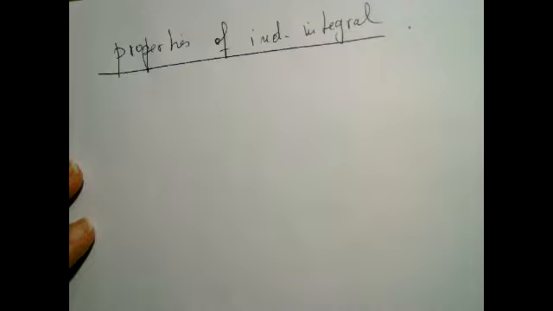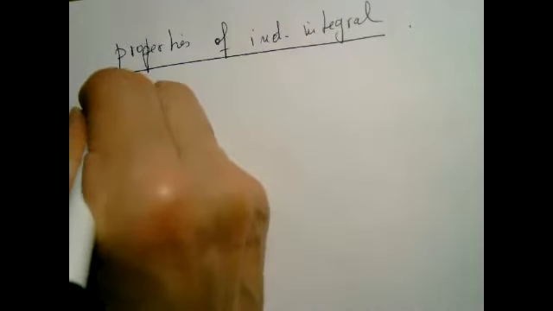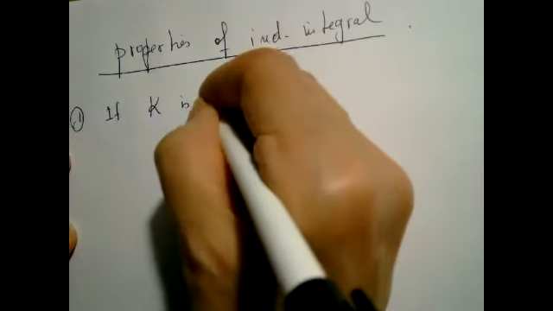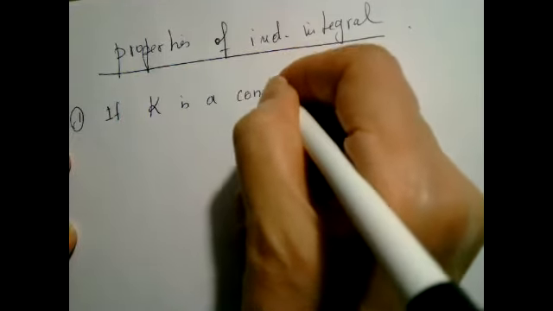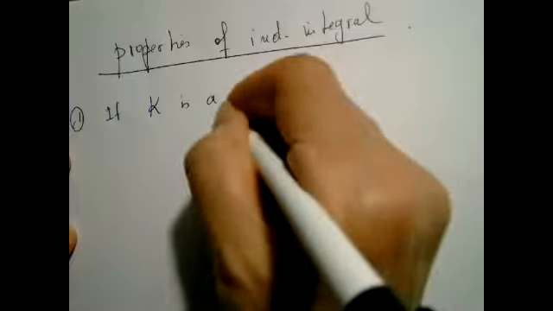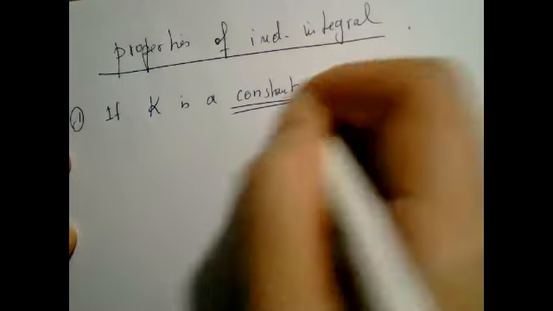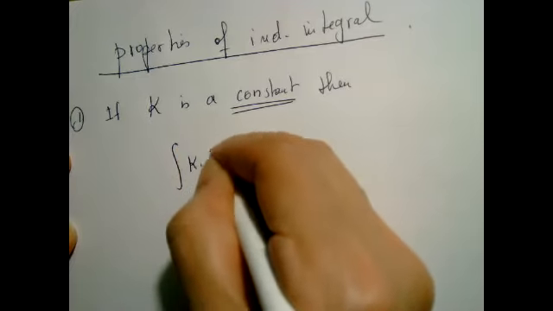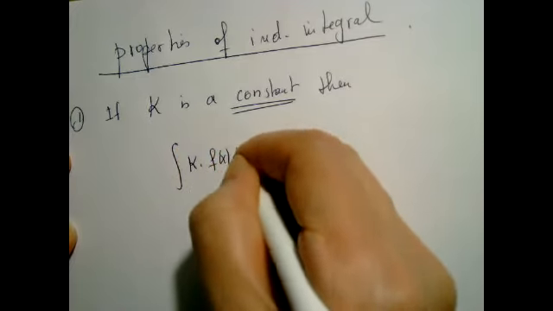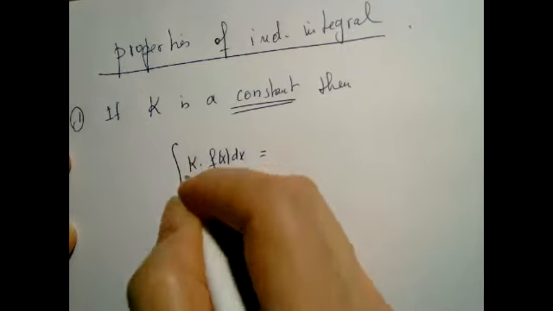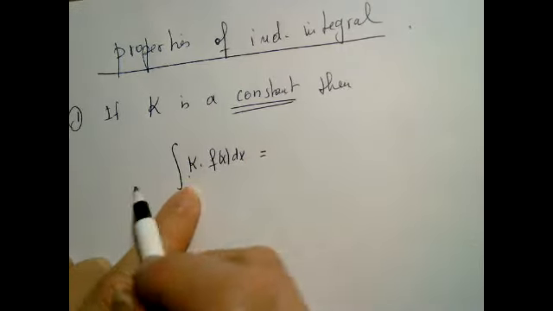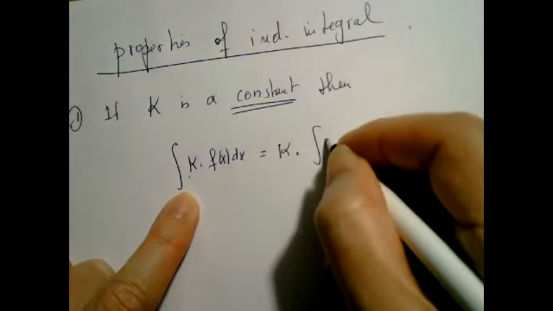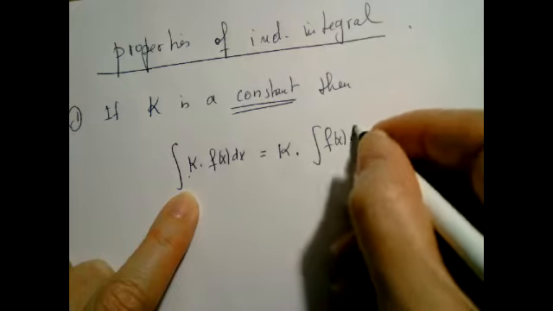The property of the integral tells me the following. First property: if k is a constant, and the word constant is crucial, then the antiderivative of k times f of x dx is equal to k times the antiderivative of f. The theorem tells me that you can take the constant and pull it out. So it's the constant times the antiderivative of the function.